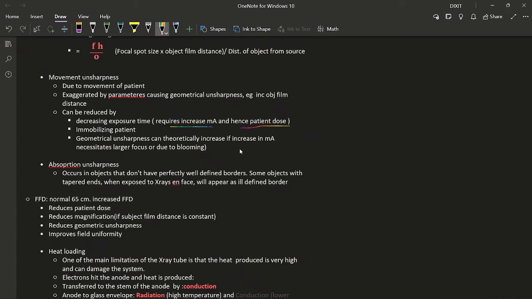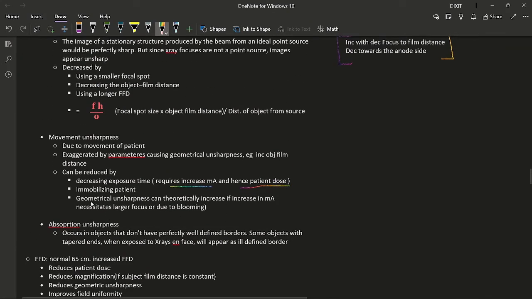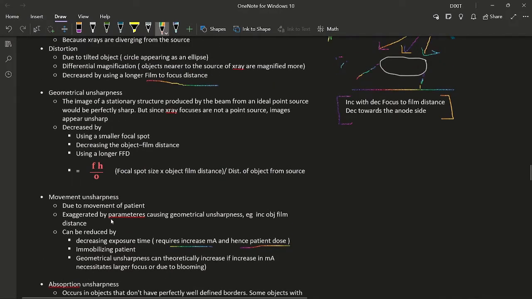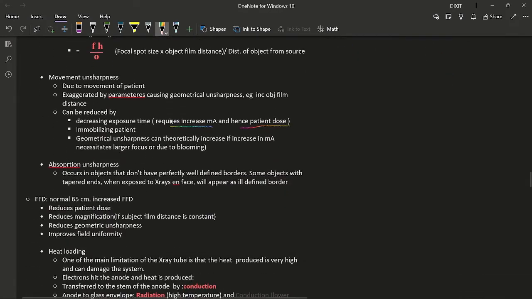It can be reduced by immobilizing the patient. Geometrical unsharpness can theoretically increase if mA necessitates a larger focus or because of blooming. So actually this point is regarding geometrical unsharpness. I intended to put it here, but somehow it got down. So anyway, if they ask a question whether an increase in mA actually causes more geometrical unsharpness, I think you should write it as true, because theoretically a little bit of blooming can happen.